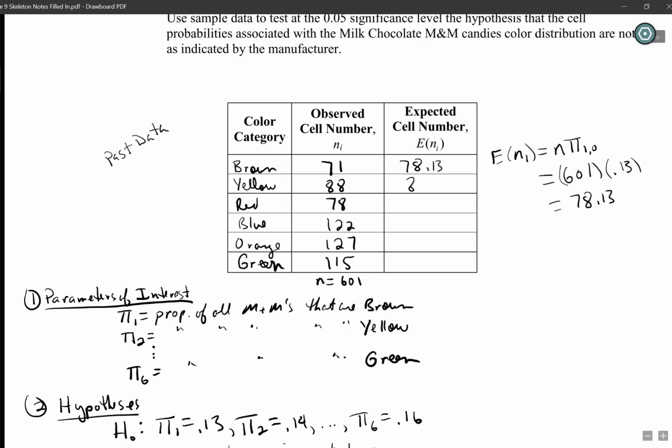The expected count for yellow turns out to be 601 times 0.14. If you do that, you get 84.14. That's 78.13. Then 144.24. You can do the arithmetic for each of these categories. And lastly here, 96.16 was the expected cell count for the green category.